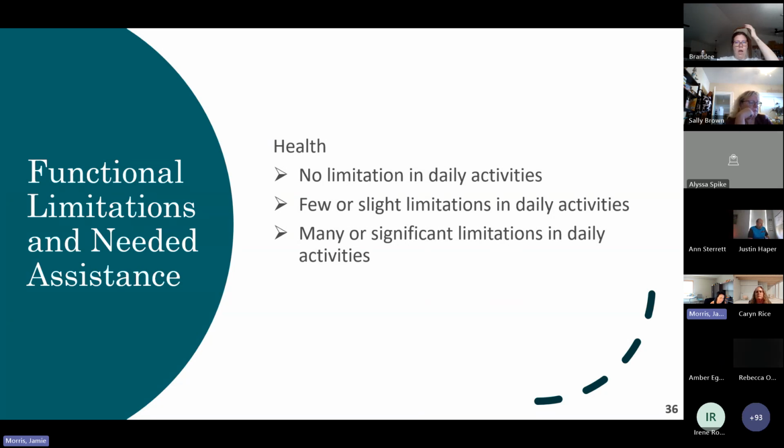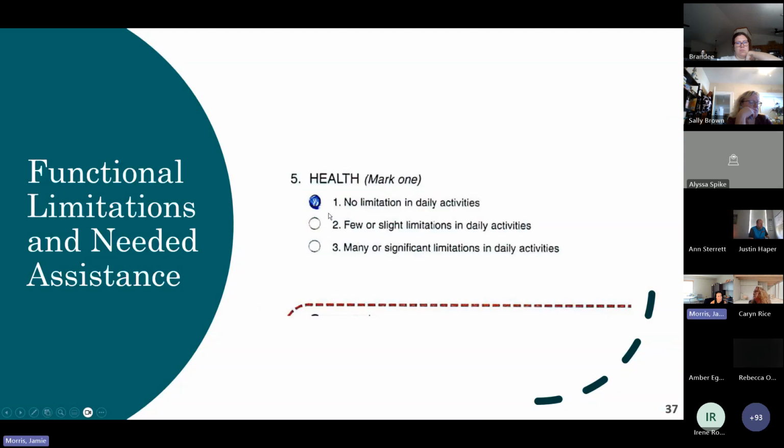But if they're not able to do as much because their lungs are not working, they're on oxygen, they're not working at capacity, and they're not being able to be as active, I might choose fewer slight limitations in daily activities. So Michelle, again, she's lucky. She has no limitation in her daily activities.